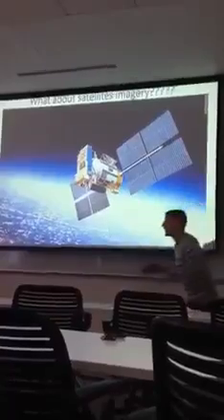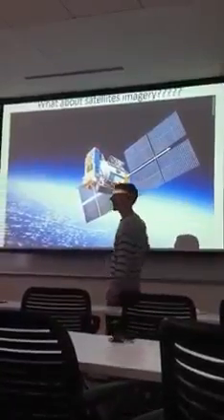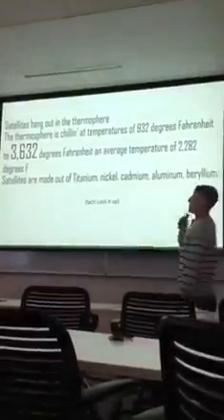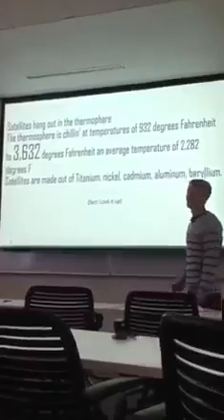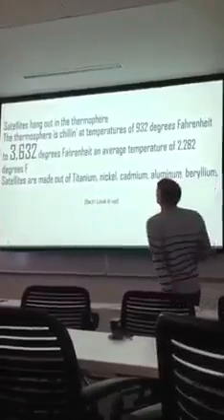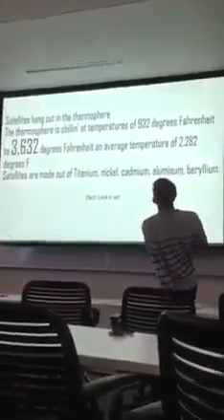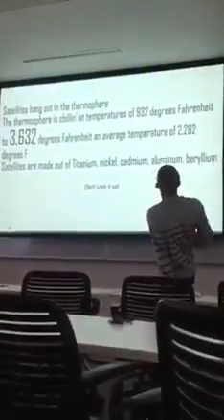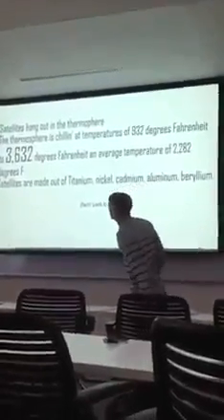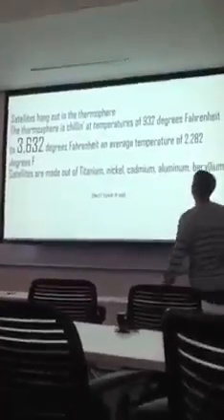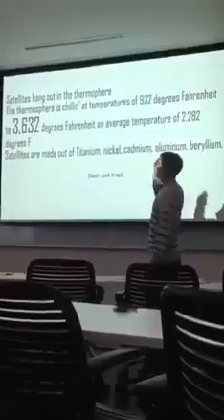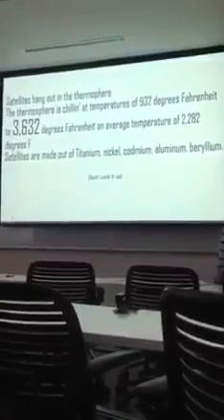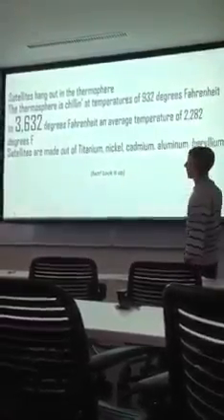There's so much satellite imagery showing the curvature of the Earth. There's so much saying it though, right? One problem I have about satellites, and anybody is welcome to look into this, anybody. Satellites hang out in the thermosphere. The thermosphere is chilling at temperatures of 931 degrees Fahrenheit to 3,632 degrees Fahrenheit, an average temperature of 2,282 degrees Fahrenheit. Satellites are made of titanium, nickel, cadmium, aluminum, and beryllium.